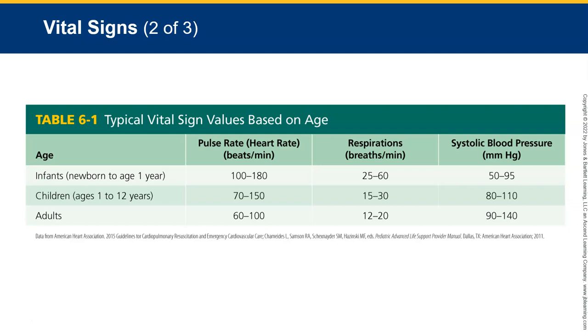So you see respirations, 25 to 60. Once again, if you had an adult with a respiratory rate of 35, that would be alarming. That's something very wrong. Every 1.5 seconds or whatever, they're taking a big deep breath. And then blood pressure. We see that it goes up as they get older.